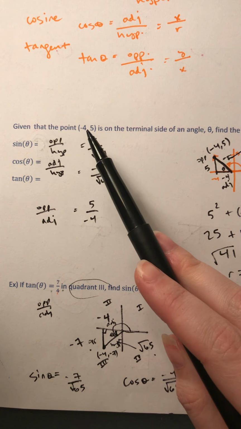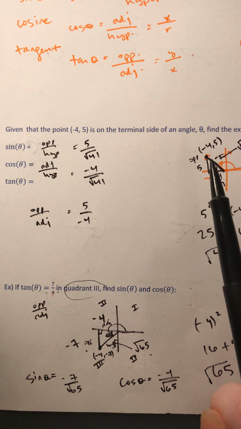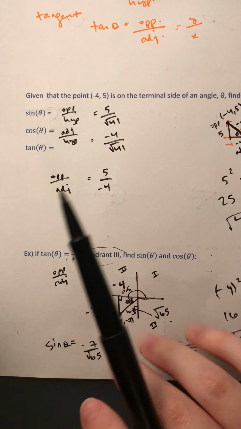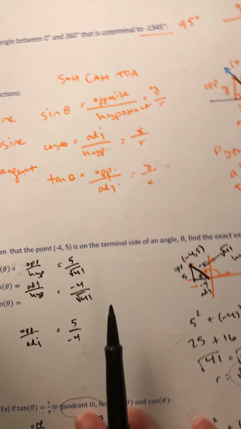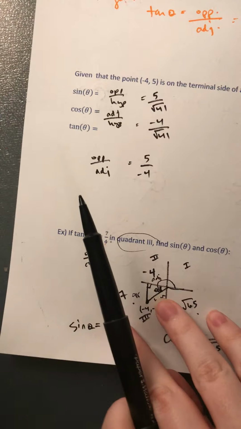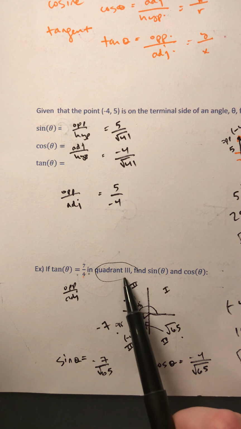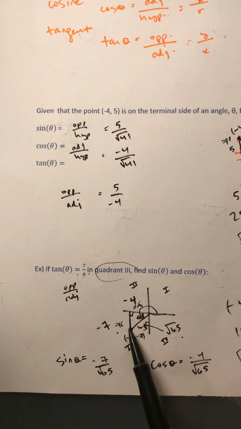So coordinate point -4, 5, labeling that this distance is -4, this is 5, and then using Pythagorean theorem to find the hypotenuse. And then finding the 3 trig functions using these definitions. And then the other type of problem is I give you one of the 3 trig values, and then you have to make the triangle yourself. Well, okay, it's opposite over adjacent, so I know my opposite and adjacent sides. They're telling me that it lives in quadrant 3, so that means it's here in quadrant 3. So I label my opposite, my adjacent, and then I once again have to find my hypotenuse using Pythagorean theorem.